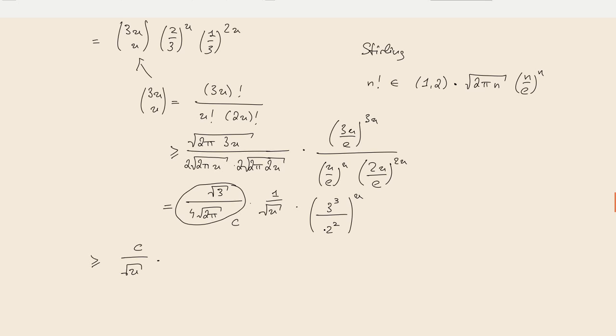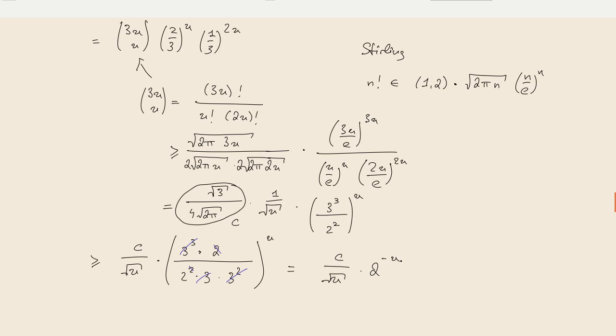And then we can combine these all together. So we have 3 to the 3, another 2 from here, 2 squared, 3, and 3 squared from here, and this whole thing to the u. Looks ugly, but actually most things cancel. So what's left is c divided by square root u, times 2 to the minus u, or 1/2 to the u.